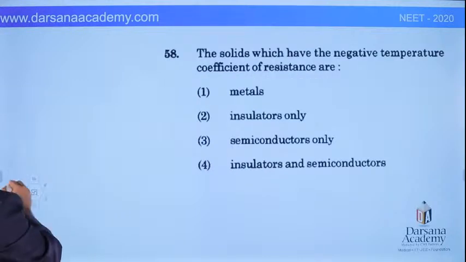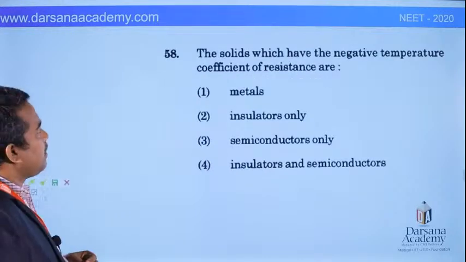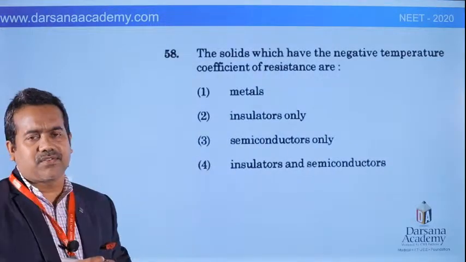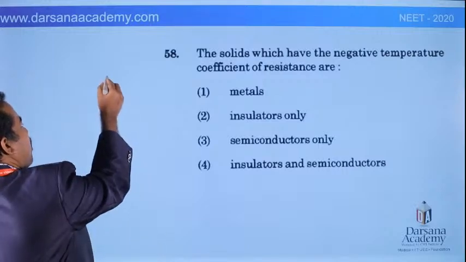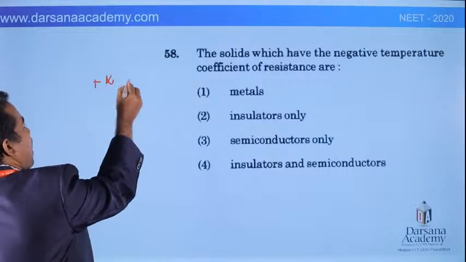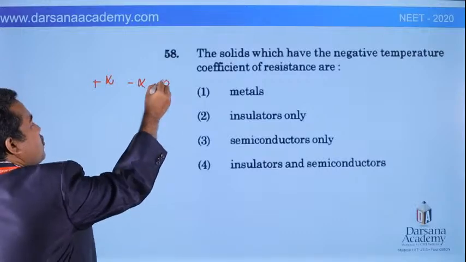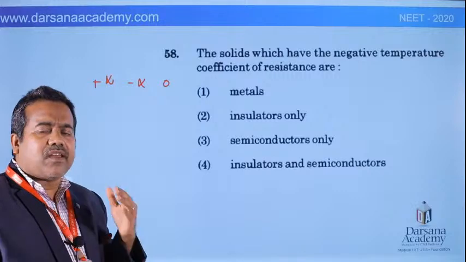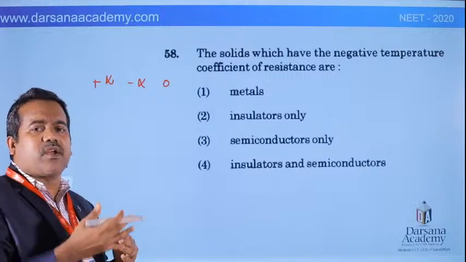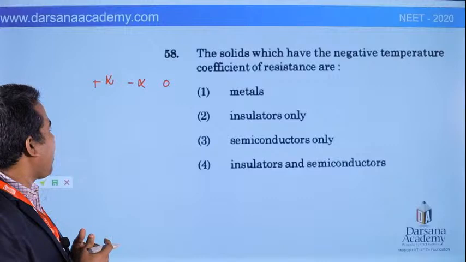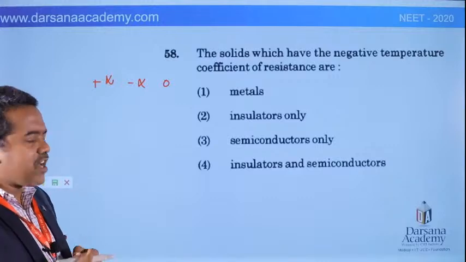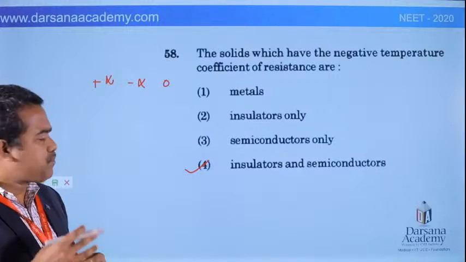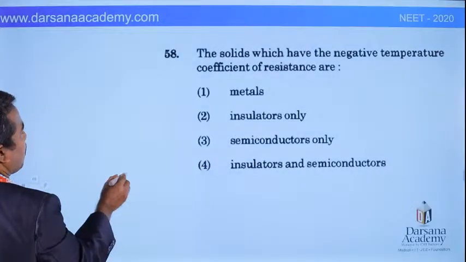Now number 58. The solids which have the negative temperature coefficient of resistance. You know the coefficient of resistance can have plus values, minus values, or 0. When temperature increases, if the resistivity goes on increasing, we say it is a positive value, otherwise negative. The good examples are insulators and semiconductors, a special but simple conceptual question.